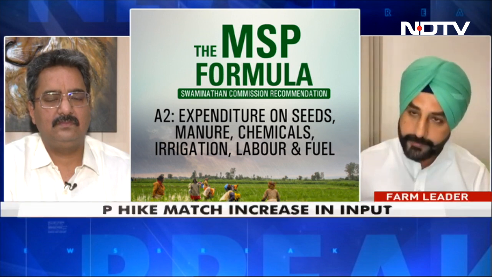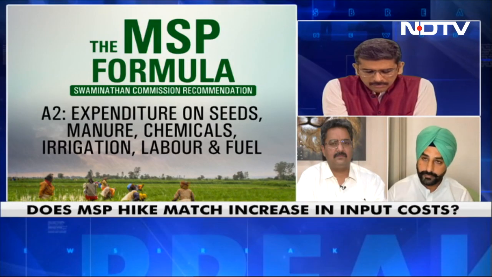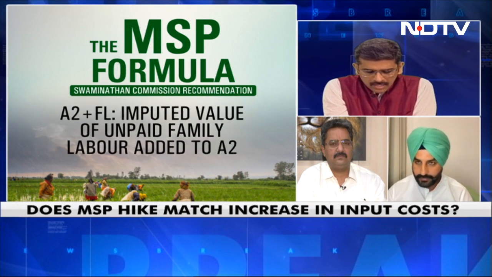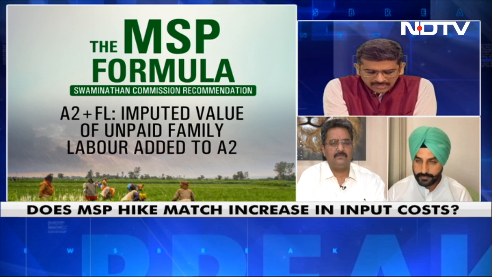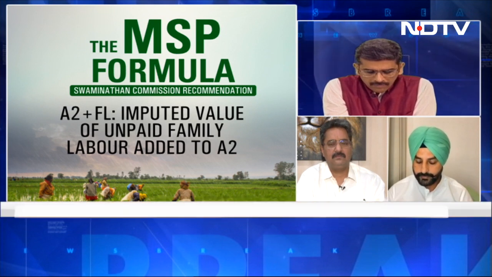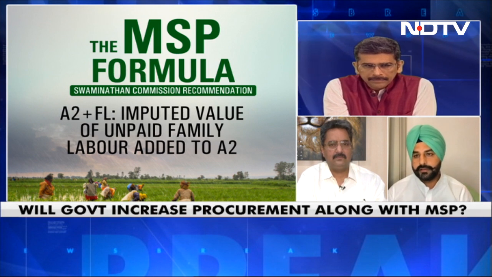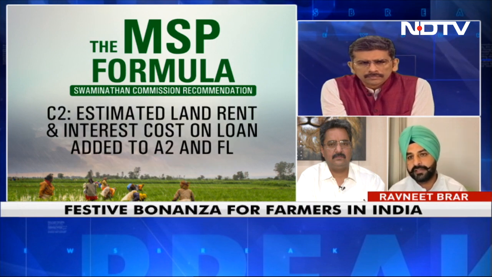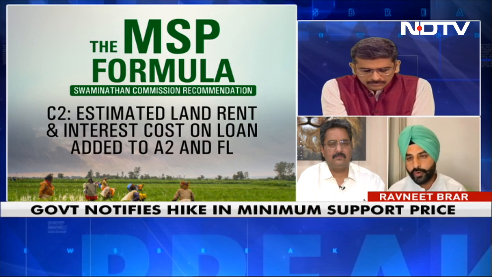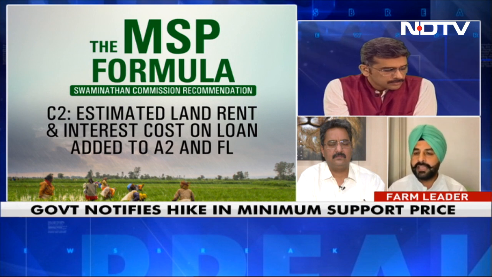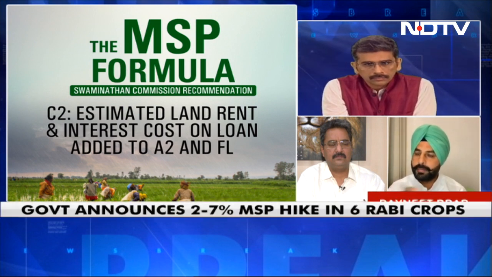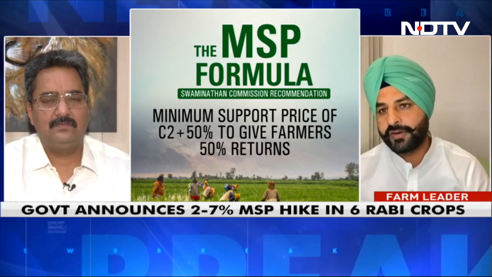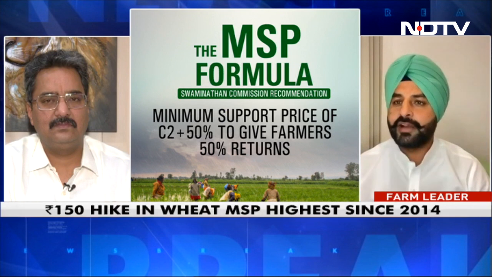Can you explain for the benefit of our viewers, Mr. Barar, the difference between these two formulas? What you asked for, C2 plus 50, what does that mean? And what the government is providing right now, how is that different from what you're demanding? There is basically a difference in the calculation. What the government is doing is taking the numbers on its own and saying that they are giving farmers 1.5 times the basic input cost.